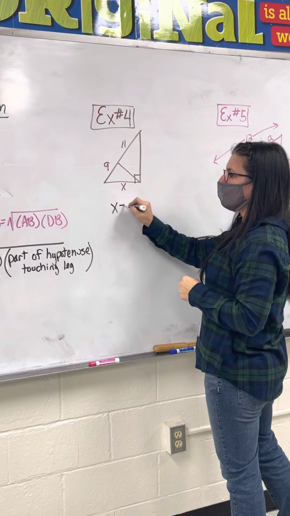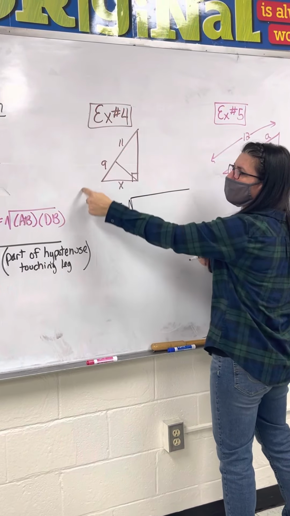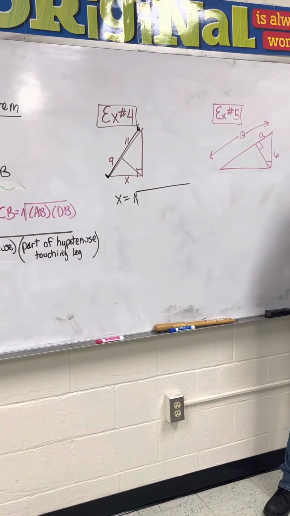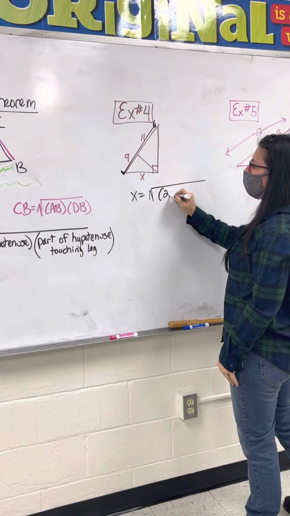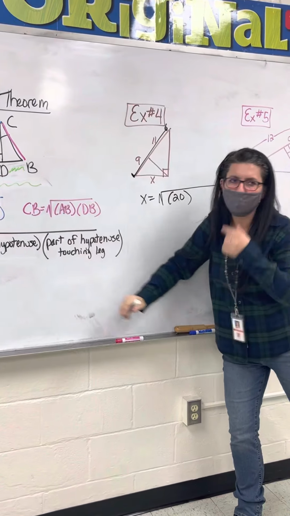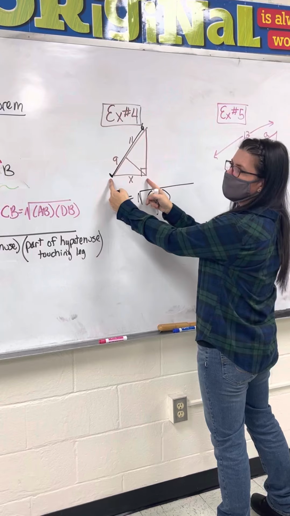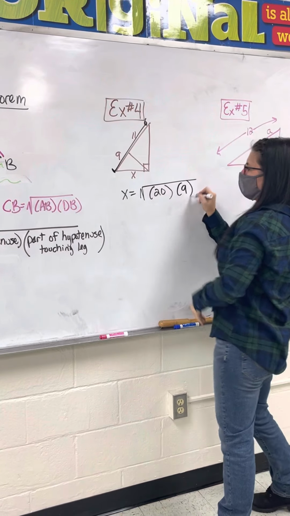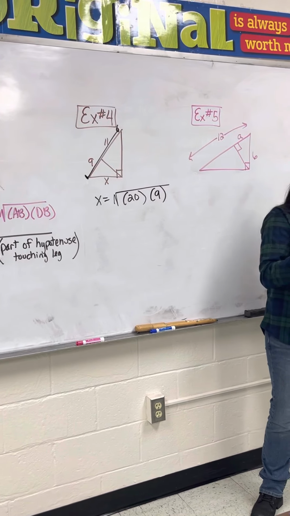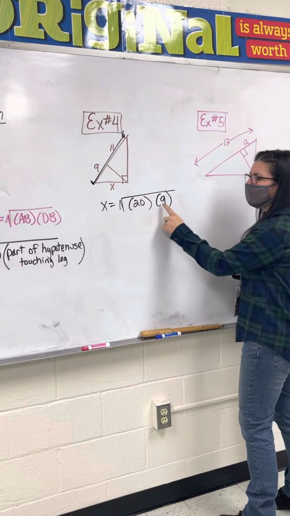So x equals the entire hypotenuse. What is the entire hypotenuse from here to here? What is that number? 20. Good. And what part of the hypotenuse, what number do I put in for the part of the hypotenuse touching the leg? Good. This is the part that's touching this leg. So for this one, we just need to multiply and square root. This is basic geometric mean that you did a couple chapters ago. What's 20 times 9?